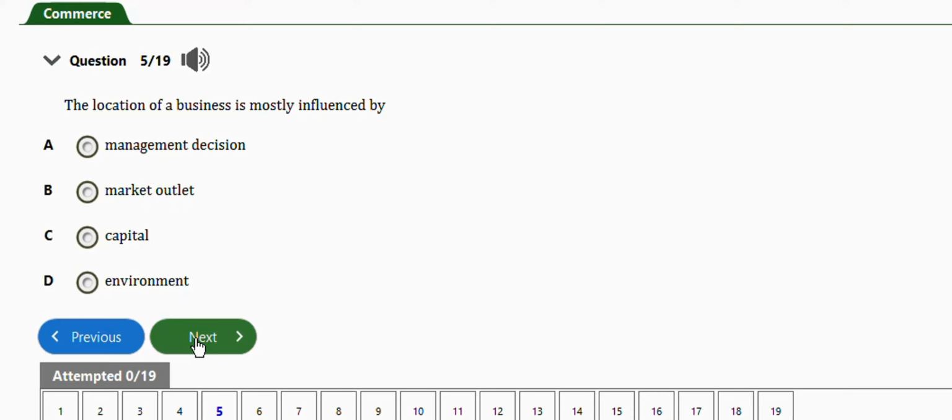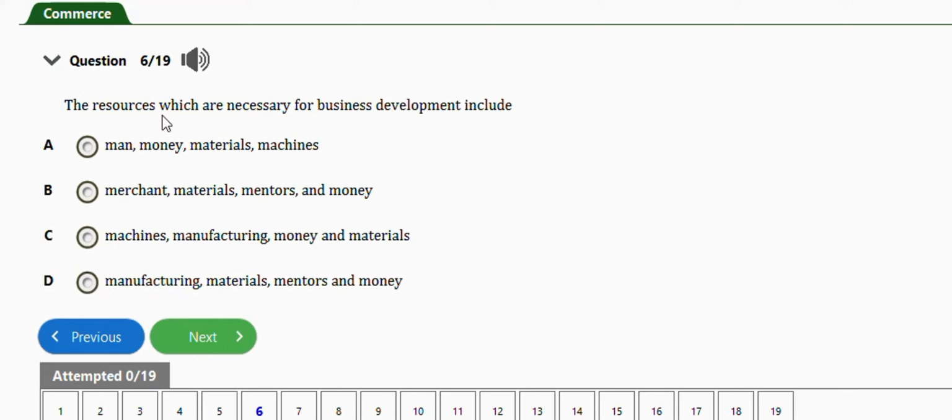Okay, very important. Next question. The resources which are necessary for business development include man, money, materials, machines; merchant, materials, mentors, and money; machines, manufacturing, money, and materials; manufacturing, materials, mentors, and money. The right answer is option A, it includes man, money, materials, and machines.